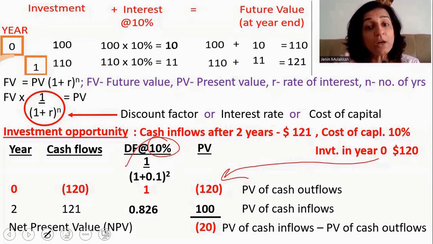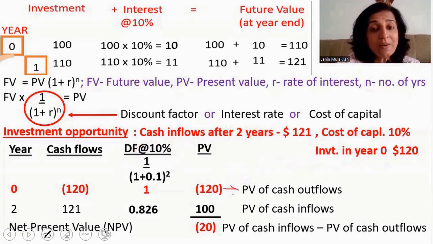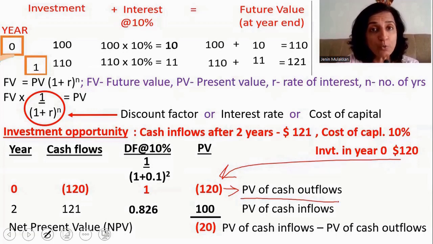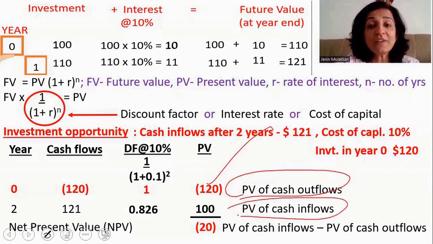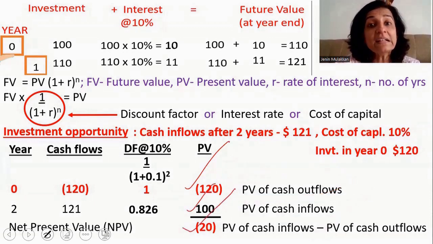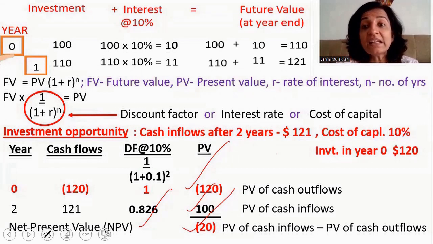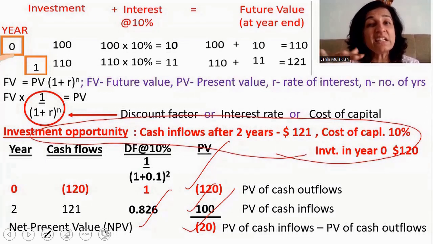So the next step is to find out the difference between the two. $120 is the amount that is invested now. That is actually the present value of cash outflows. And the present value of cash inflows is just $100, which means that if you find out the net of it, that is present value of cash inflows minus present value of cash outflows, which means negative 120 plus 100, you get a negative figure. A negative net present value indicates that this particular investment opportunity is not good for the company because it will not yield a return of even 10%.